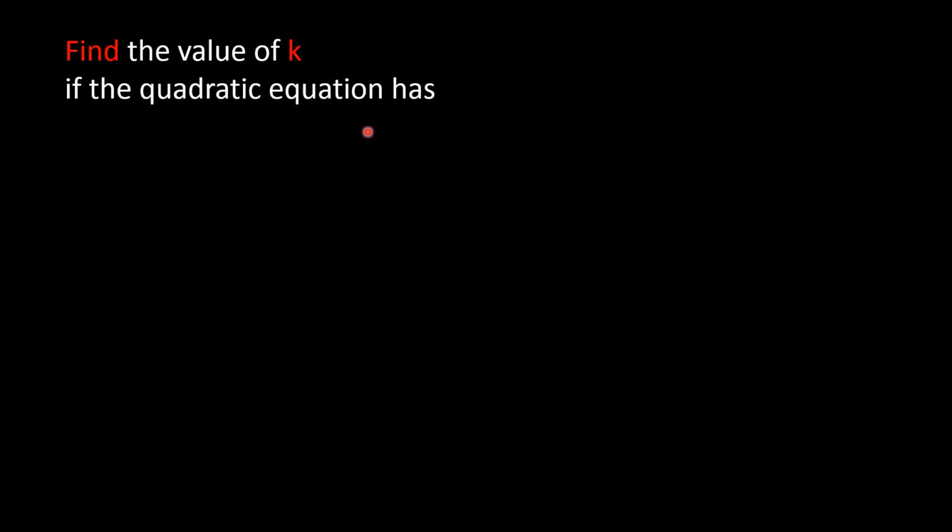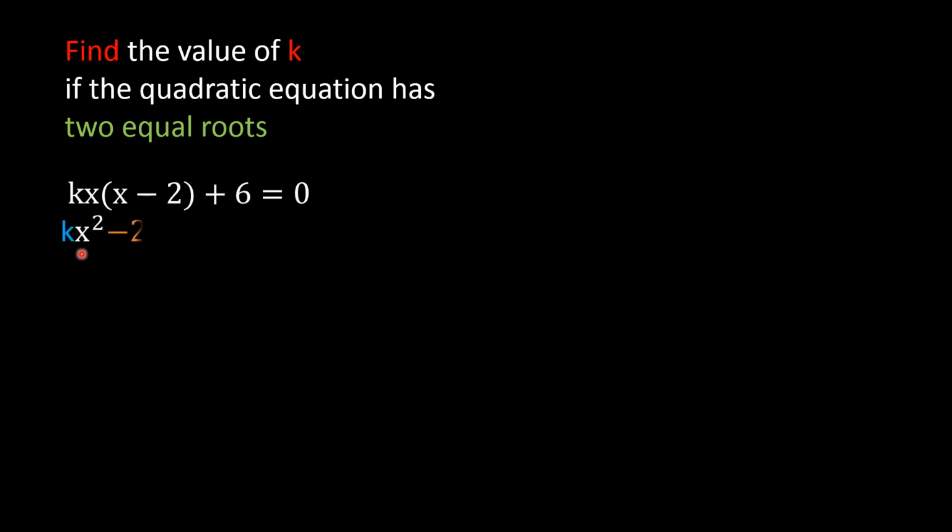Next example, find the value of k if the quadratic equation has two equal roots. The quadratic equation is kx times (x minus 2) plus 6 equals 0. We will expand the bracket. Kx multiplied by x will be kx squared. Kx multiplied by minus 2 will be minus 2kx plus 6 equals 0. We have a equals k, b equals minus 2k, c equals 6.